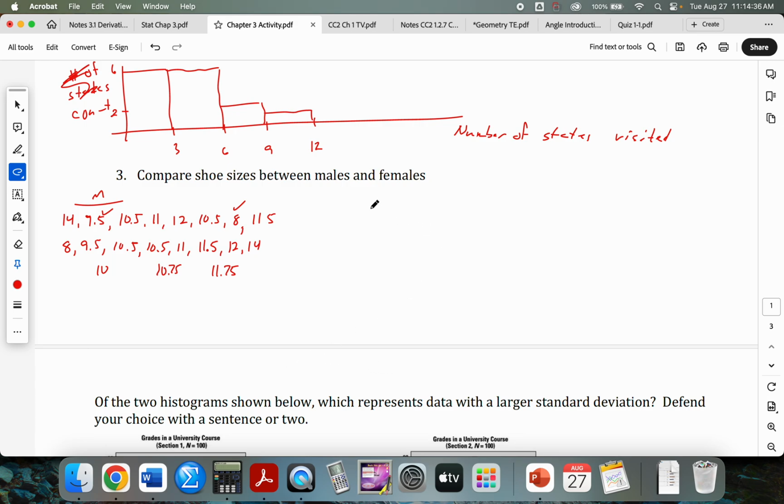So we could do that. And then for females, we have 7, 11, 8.5, 8.5, 10, 7, 7. That's all. 3 of them were 7s. Interesting. So 3 7s, 2 8.5s, a 10, and 1 11.